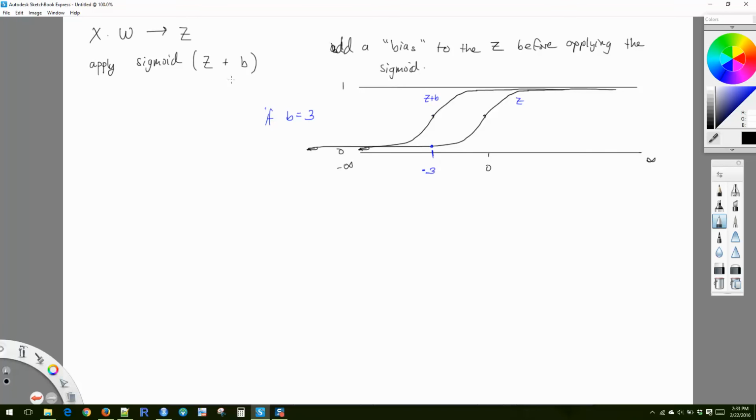So this is what we do. We get our a, then we multiply it by our w's again, and we get our other z, and then we apply the sigmoid to z plus our other set of biases, and this is effectively our outputs.